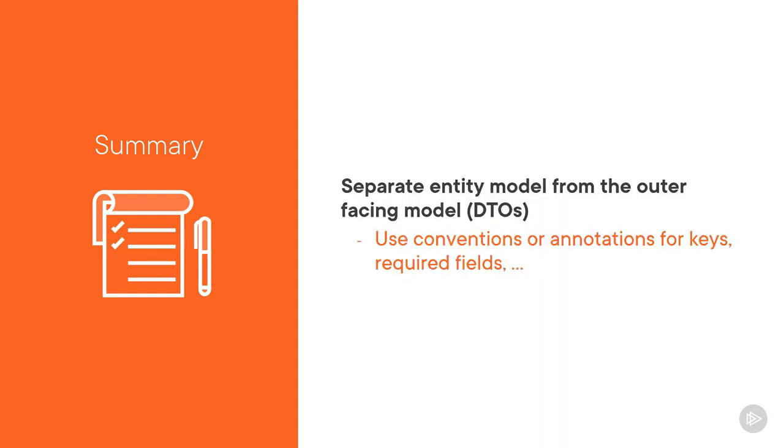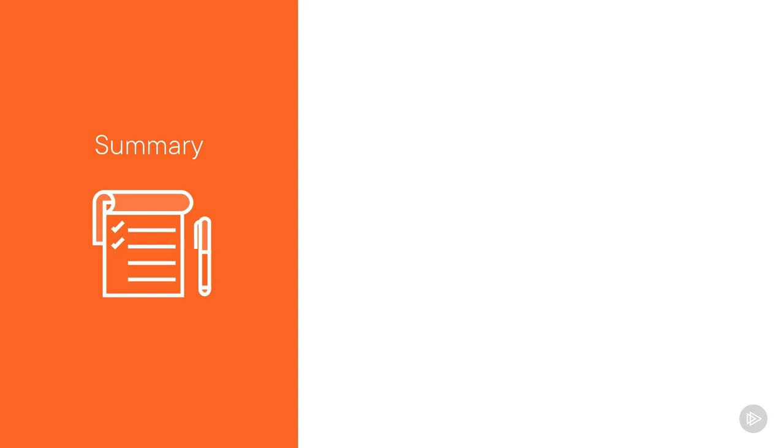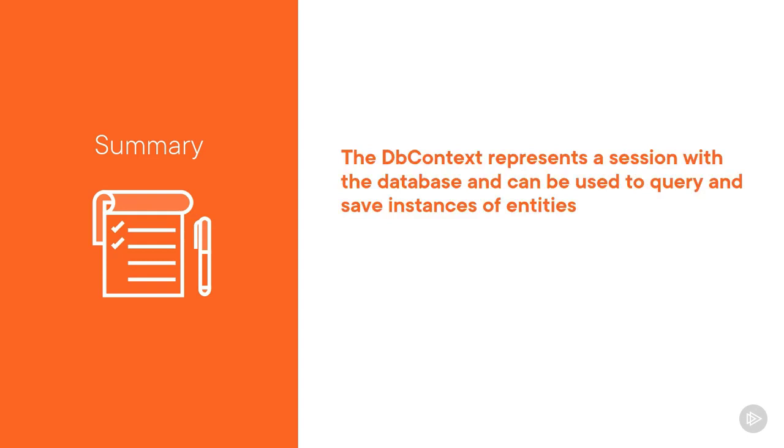We can rely on conventions or use annotations on those to define things like primary and foreign keys, required fields, and so on. Personally, I prefer being explicit because I believe it makes the code more readable. So I tend not to rely too much on conventions. Anyway, those are then registered as DB sets on the DB context. That context represents a session with the database, and it can be used to query and save instances of our entities. From that moment on, we could access our entities through LINQ.